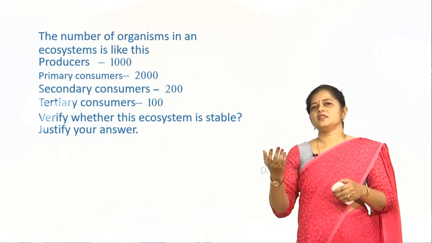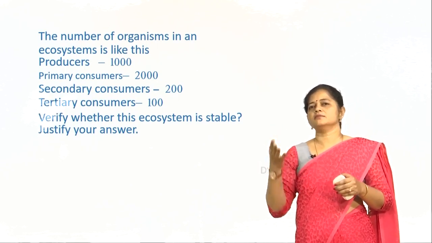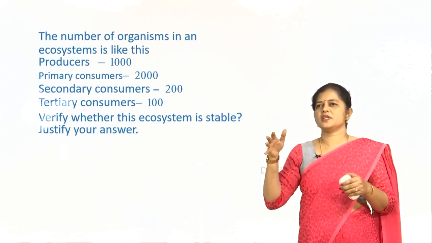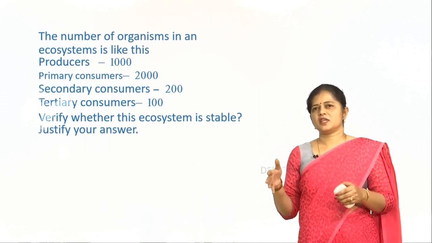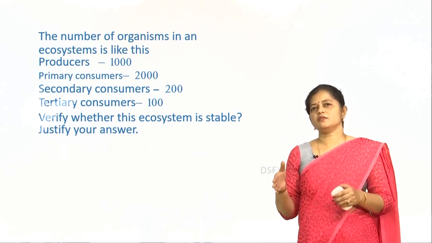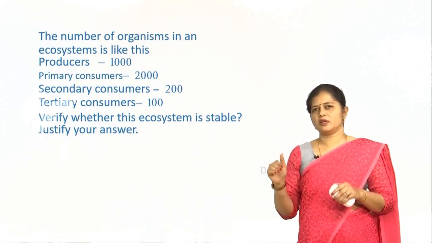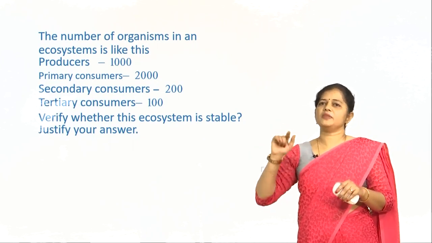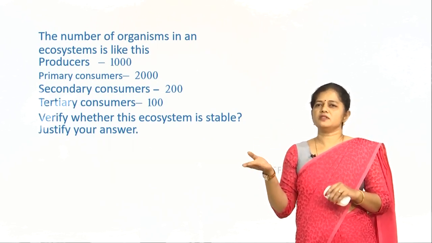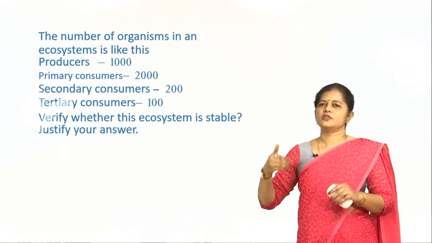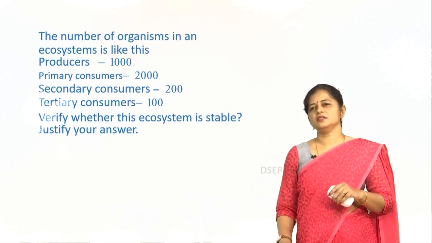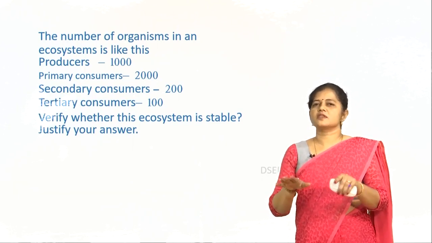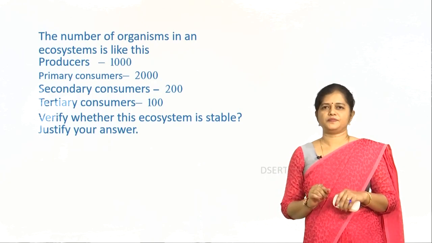So now you can see, in any ecosystem, the producers should always be more in number. To be sustainable, to be a stable ecosystem, the producers should be more in number. Now here in this ecosystem, the producers are 1000 and the primary consumers are more. If the primary consumers are more, definitely the producers will again come down in number. So this cannot be a very stable ecosystem. This is how you have to justify your answer.